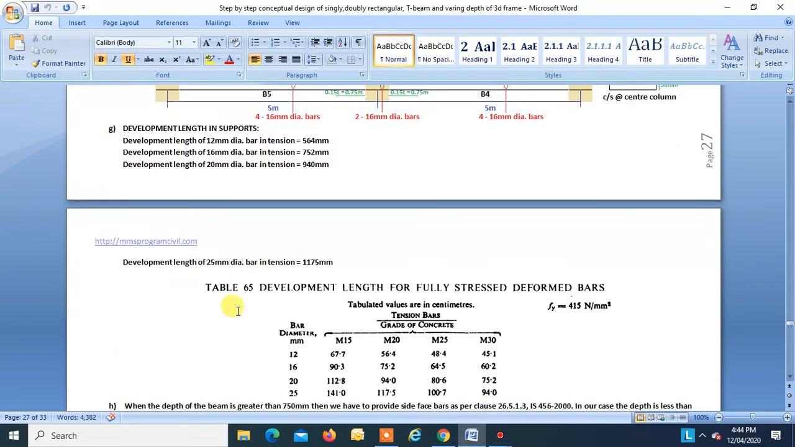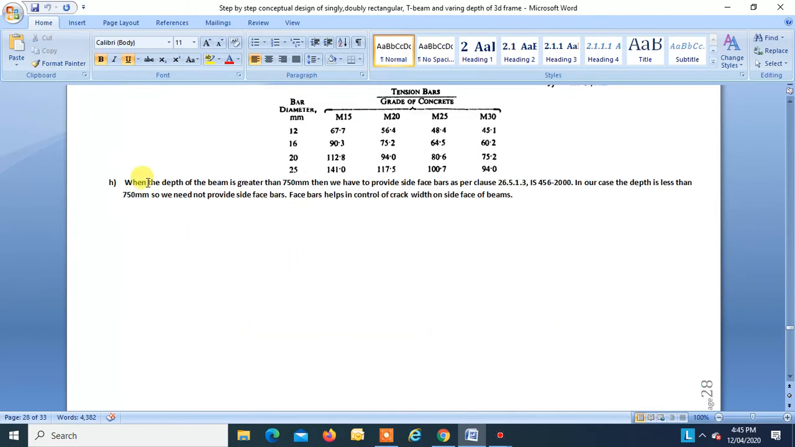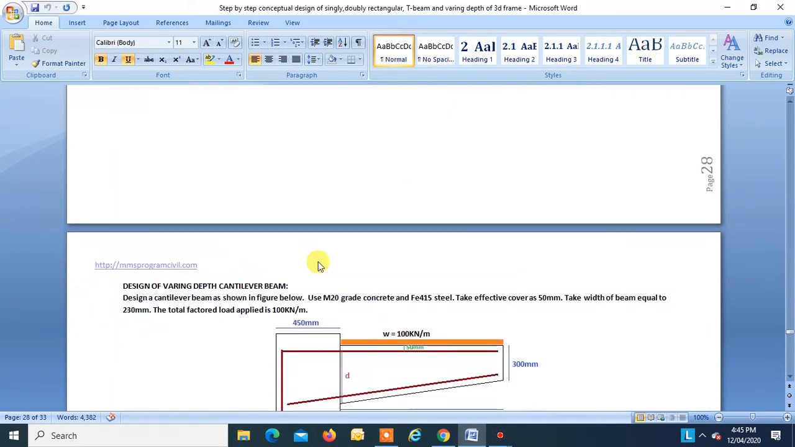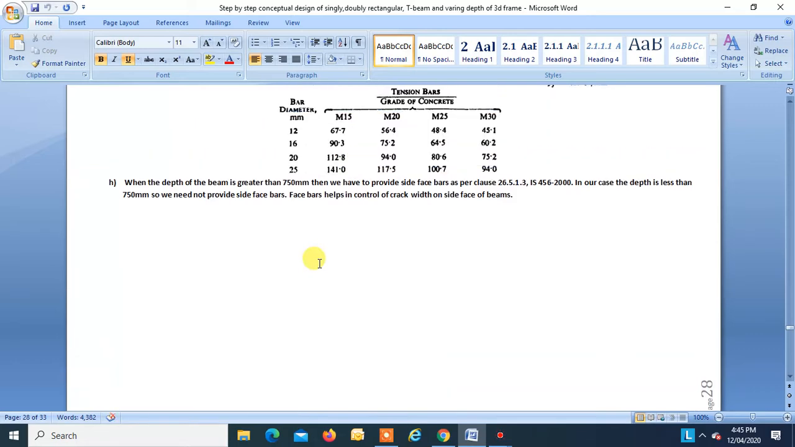So this is the table. We get this development length using table 65 of SP16. And for 25 mm dia bar, it is 1175. Again, clause 26.5.1.3 says that when your beam depth is greater than 750 mm, you have to provide face bars, but ours is 525, so we don't have to provide the face bars. Now this is how the T beam has to be designed, right?